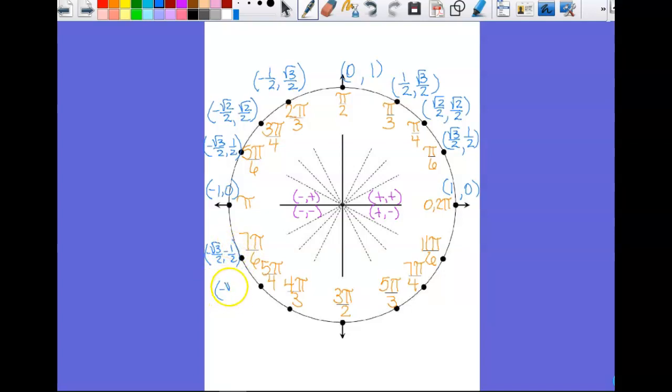5 pi fourths would be negative square root of 2 over 2, negative square root of 2 over 2. 4 pi thirds would be negative 1/2, negative square root of 3 over 2. What would 3 pi halves be? 0, negative 1. All right.